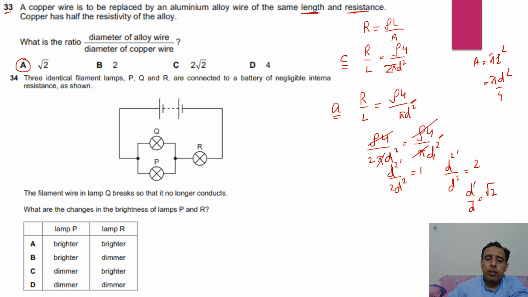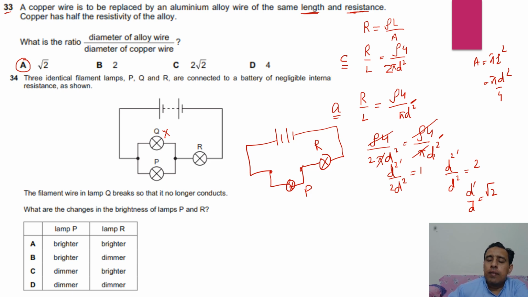In question number 34, we have three identical lamps, P, Q and R, connected with a battery of negligible internal resistance. Here, the filament wire in lamp Q breaks, so it no longer conducts. What are the changes in the brightness of P and R? So now this diagram is like this one, R and P. Look at the new diagram.